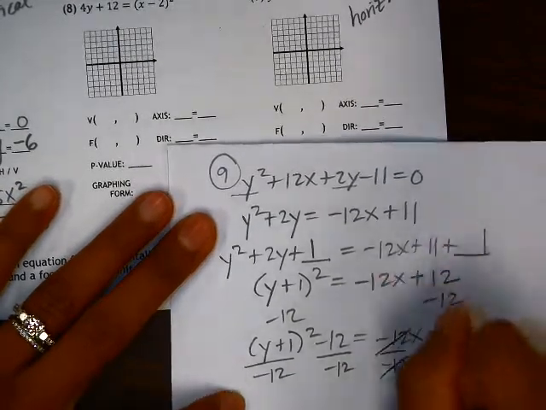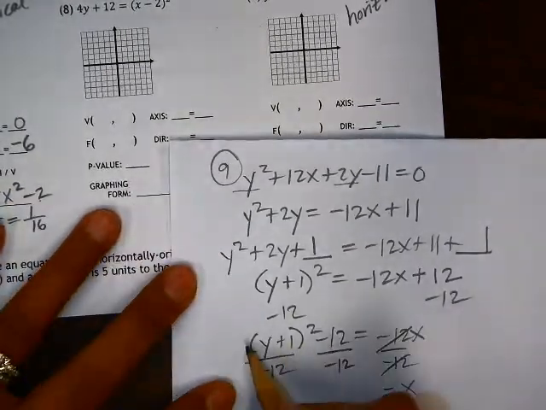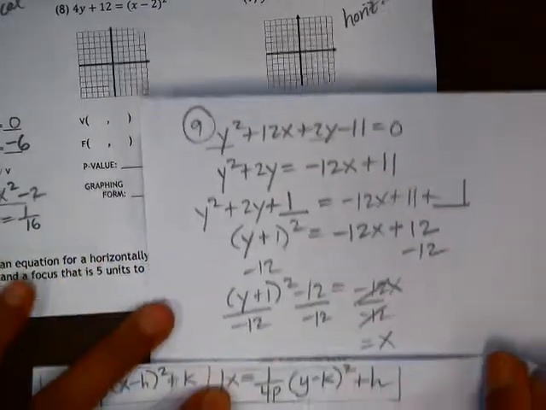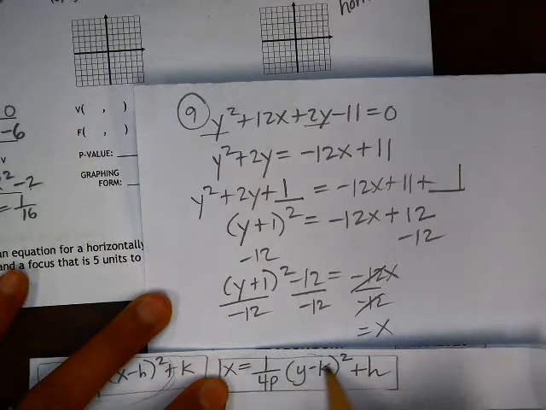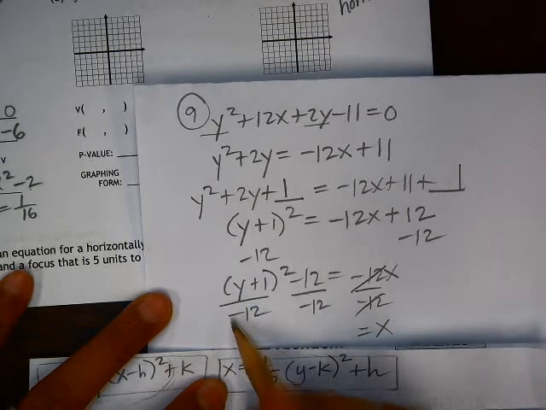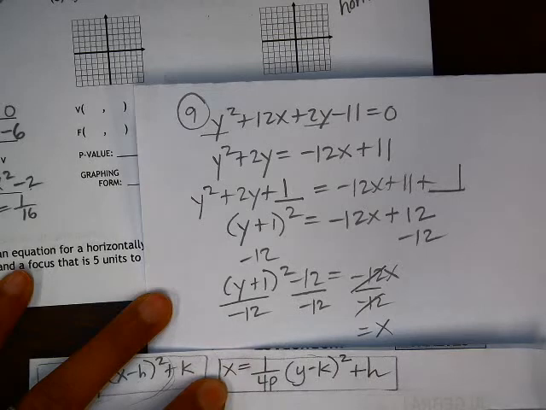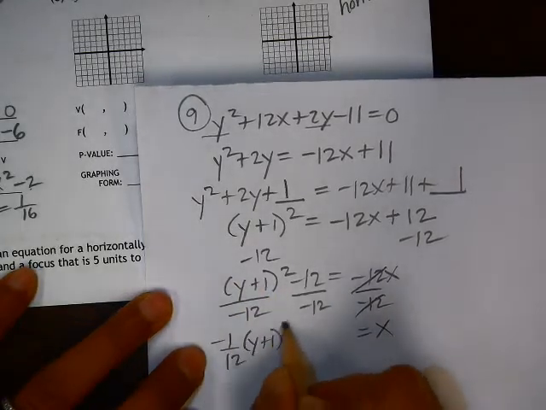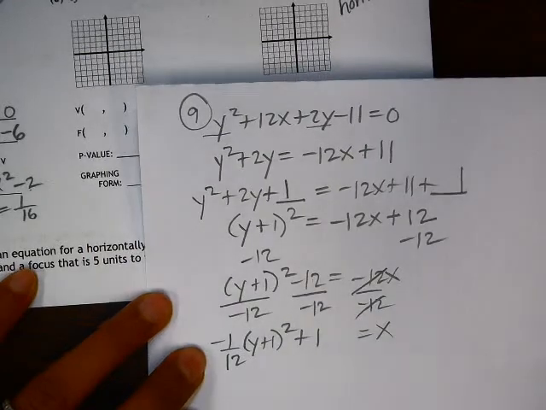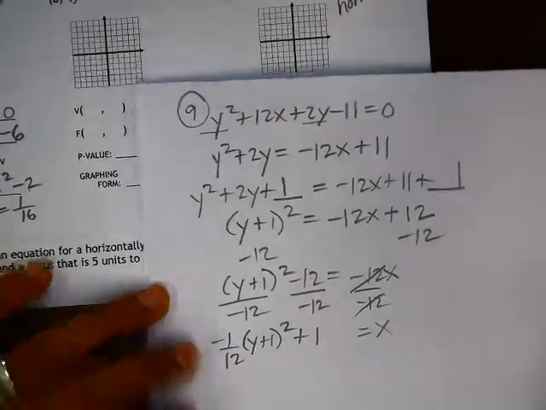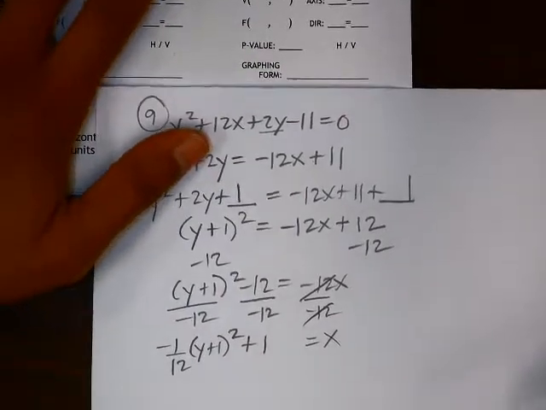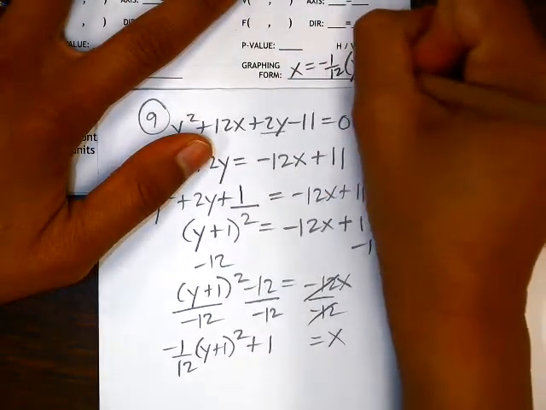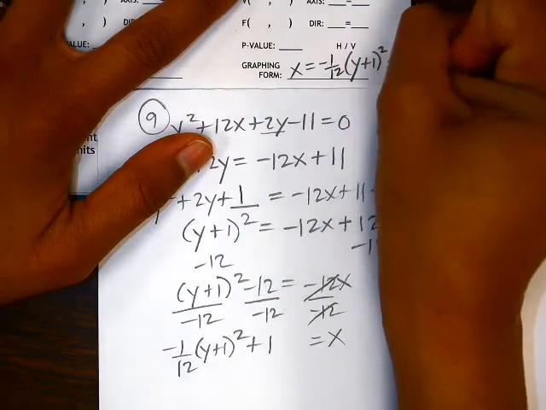So we now have the x isolated, which is what we wanted, and the 1 over 4p that we want in front of the y minus k squared, that's going to be negative 1 over 12. So we have negative 1 over 12, y plus 1 squared, this is positive 1. So we have it in graphing form. So let's go ahead and just transfer that over here. x equals negative 1/12 (y plus 1) squared plus 1.